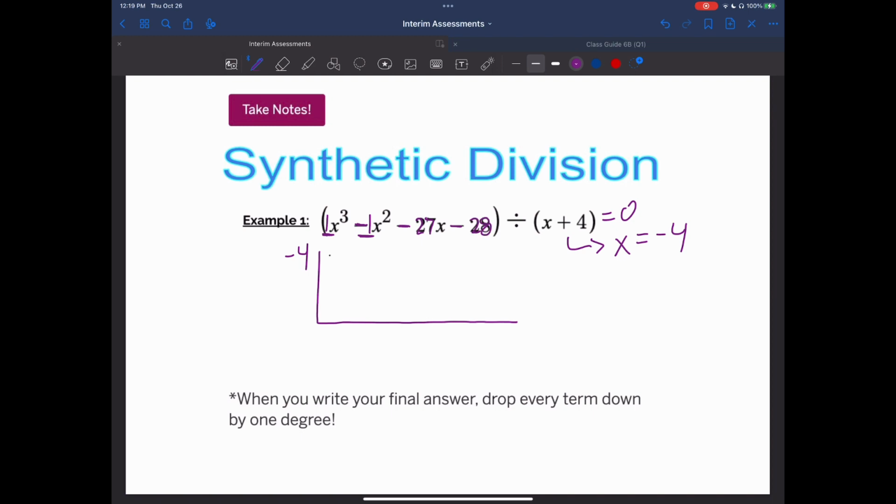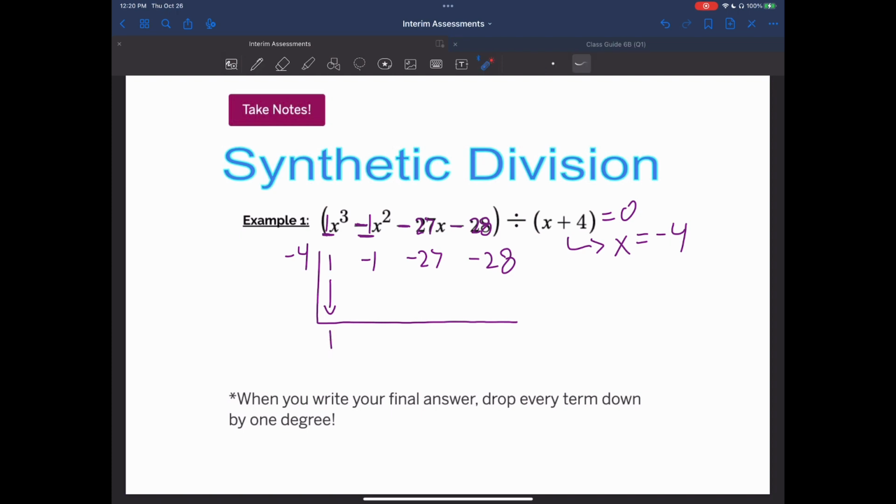I'm going to write all those out. 1 with a little space, negative 1, negative 27, negative 28. Okay, this is your setup. Let's go through the process. The first thing you're always going to do is bring this number straight down every time. Whatever it is, bring it straight down and write it down.